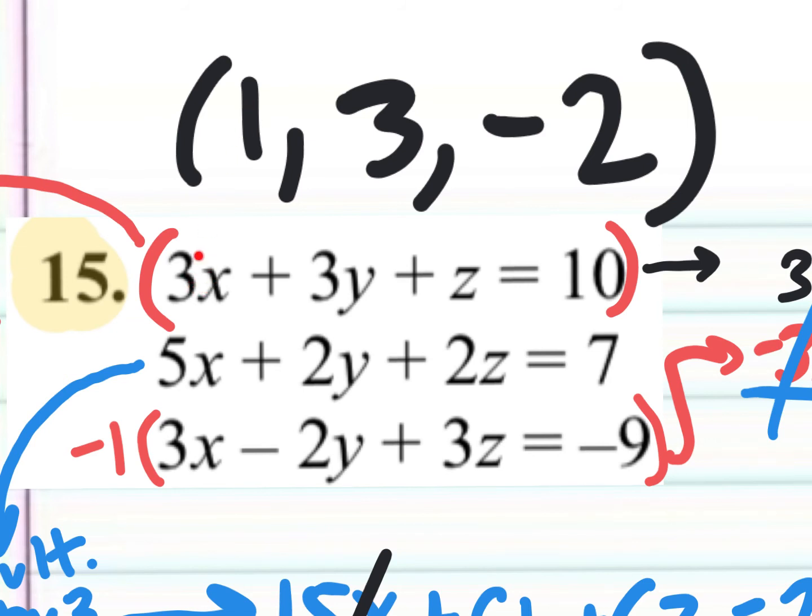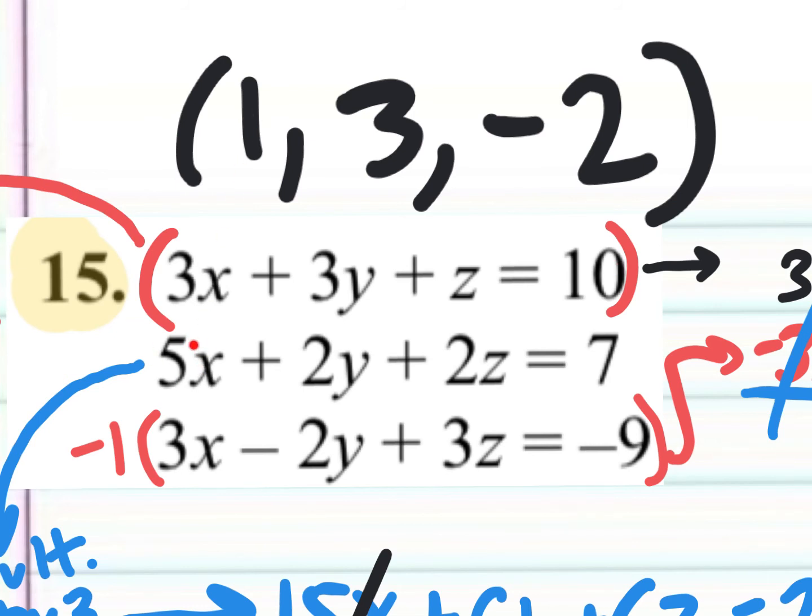So I plug in a 1 right there, that's 3. Plug in a 3 right there, that's 9. 3 plus 9 is 12. 12, plug in a negative 2. 12 take away 2, that is 10. Again, I don't recommend doing this in your head. I would actually write it out on paper with the calculator to verify.